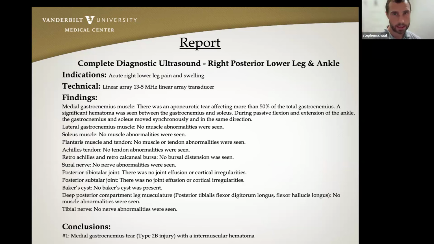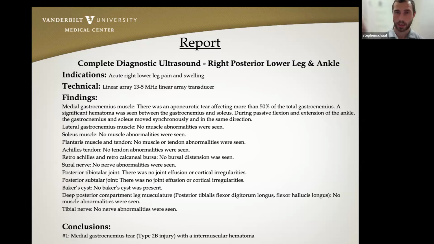So this was a complete diagnostic ultrasound of that right posterior leg and ankle. The indications for this, of course, were that the patient had acute right lower leg pain and swelling. For this, we had used a mid-frequency transducer. And then the findings for this report to focus on are going to be that medial gastrocnemius muscle. As we had seen for this patient, they had an aponeurotic tear that affected over 50% of the total gastrocnemius, and there was a significant hematoma formation between the gastrocnemius and soleus.